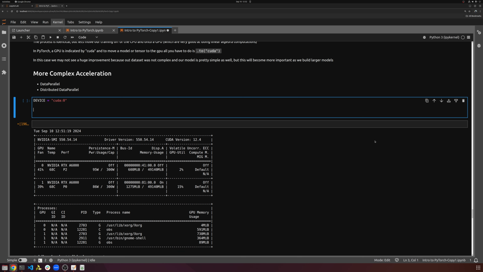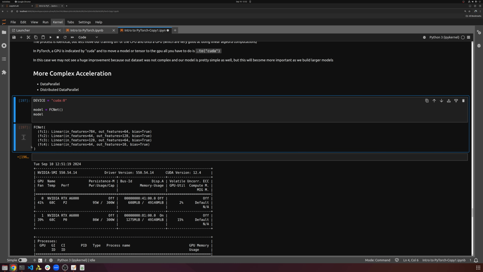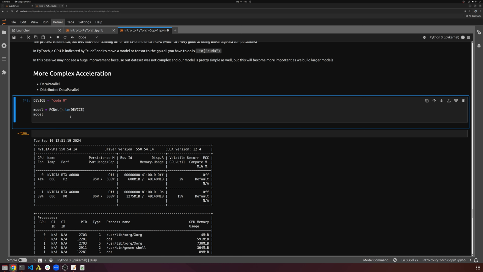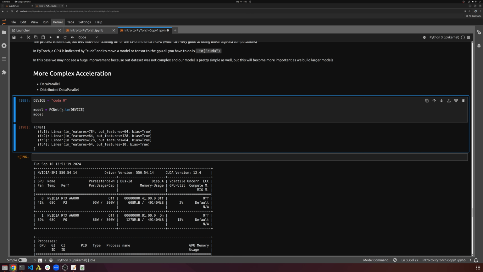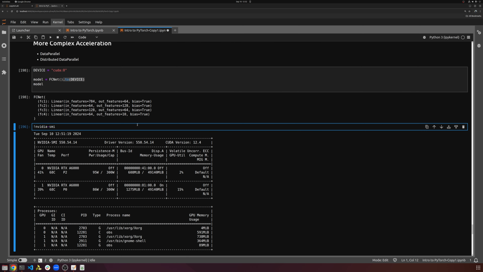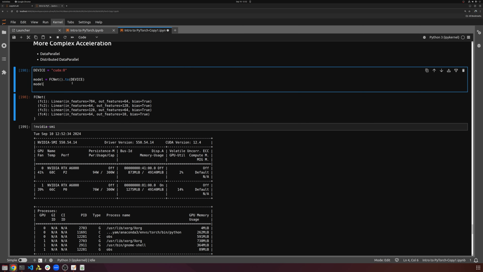So your device is CUDA 0. So when we define model as FCNet, right? This is my model. This model is currently sitting on the CPU, right? This model is sitting on CPU. But if we do .to(device), now the model is sitting on GPU. It's been moved to the GPU. I don't think this model is big enough to cause much, so we can see it's 608. Let's see. Oh yeah, we see it went up a little bit, 873. So a little bit of GPU memory was used to move this model to that device.